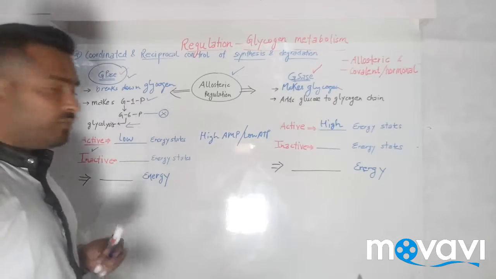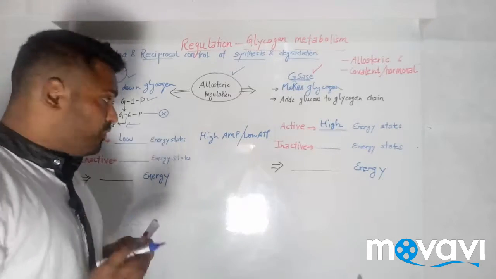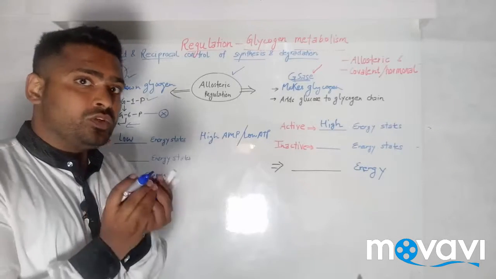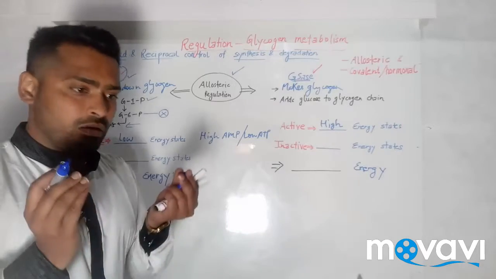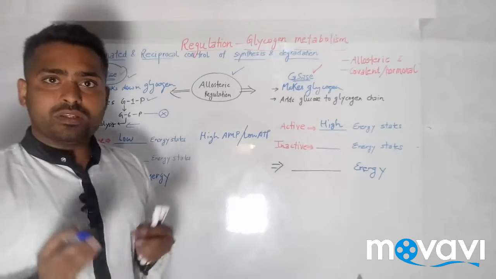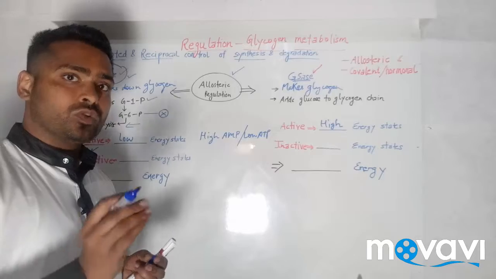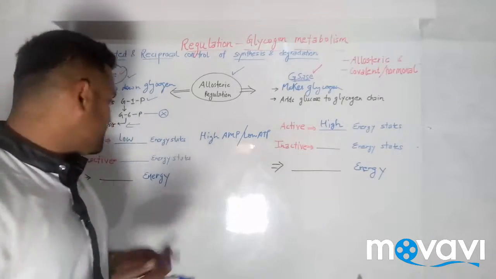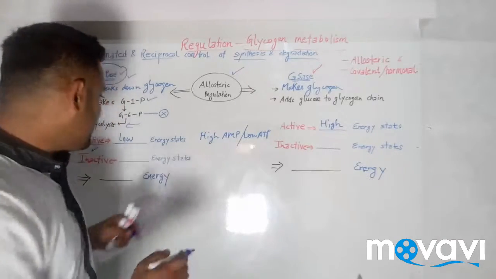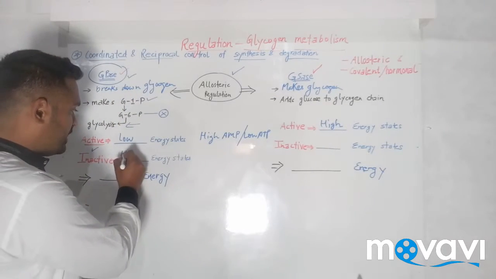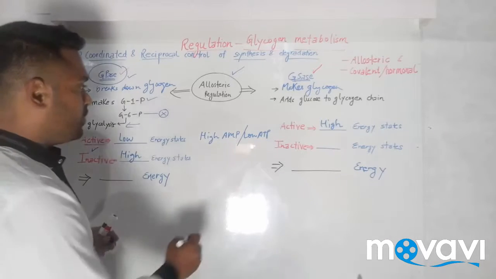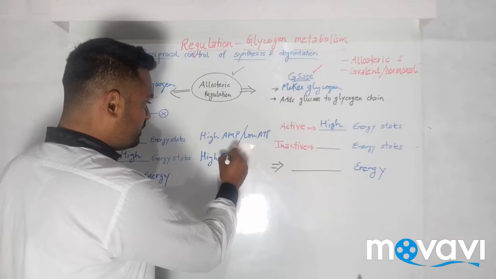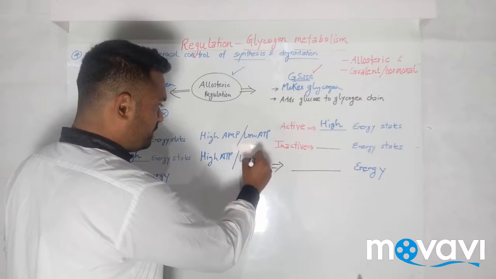When would it be inactive? When there is a lot of energy available. So we do not want that energy, because the function of this enzyme is to convert glycogen to glucose units to produce energy, but energy is already available. Why would we want this enzyme to be active? So it is inactive during high energy states, or we can say high ATP and low AMP.